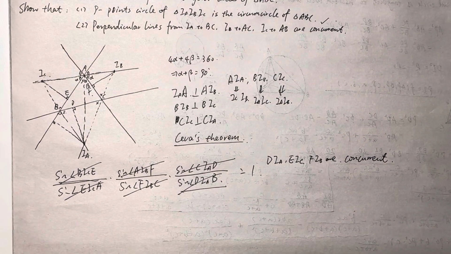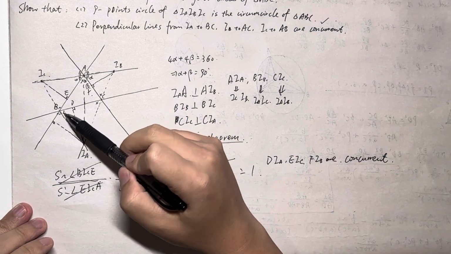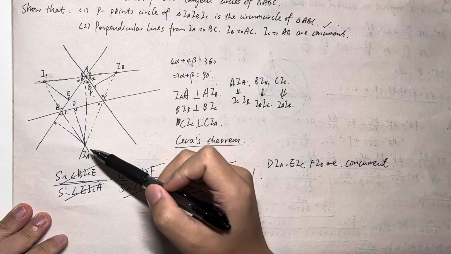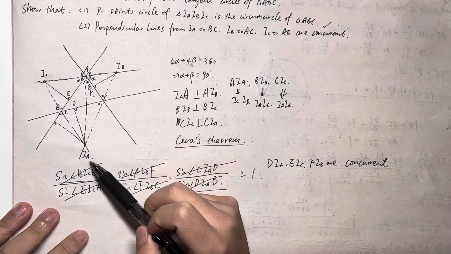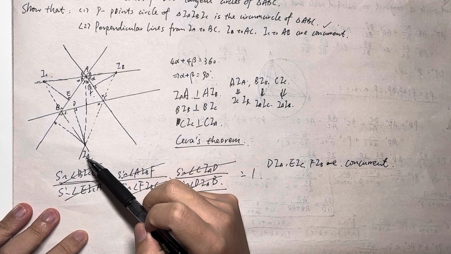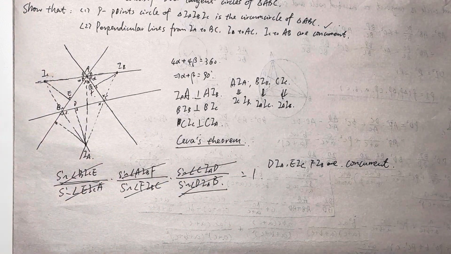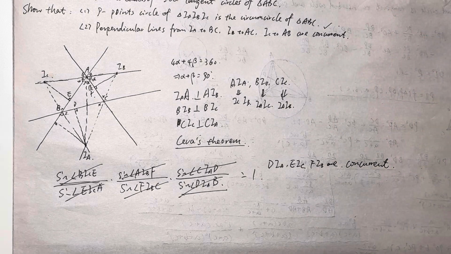Right. Okay. This problem is not a very difficult one. We just need to check the relation of these angles. Basically, we need to understand how we find the center of the side tangent circles, right? And then it's easy to prove these two questions.